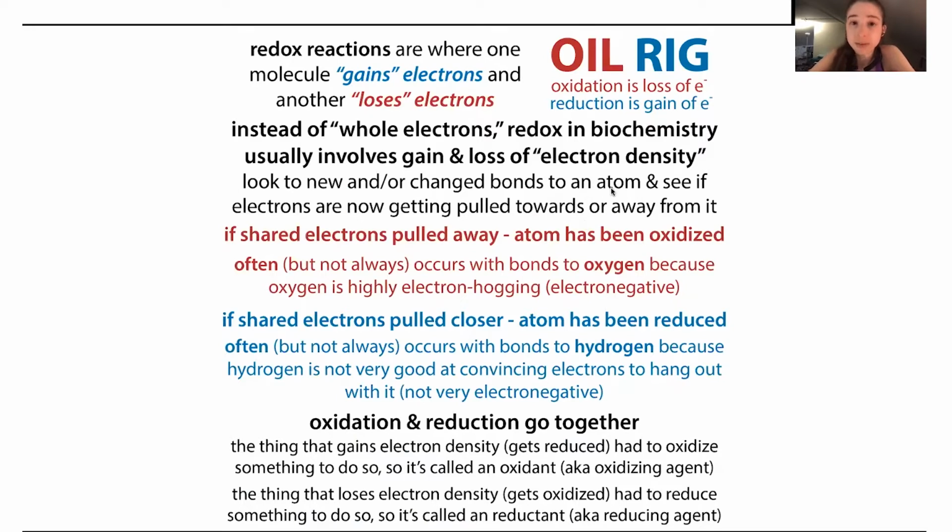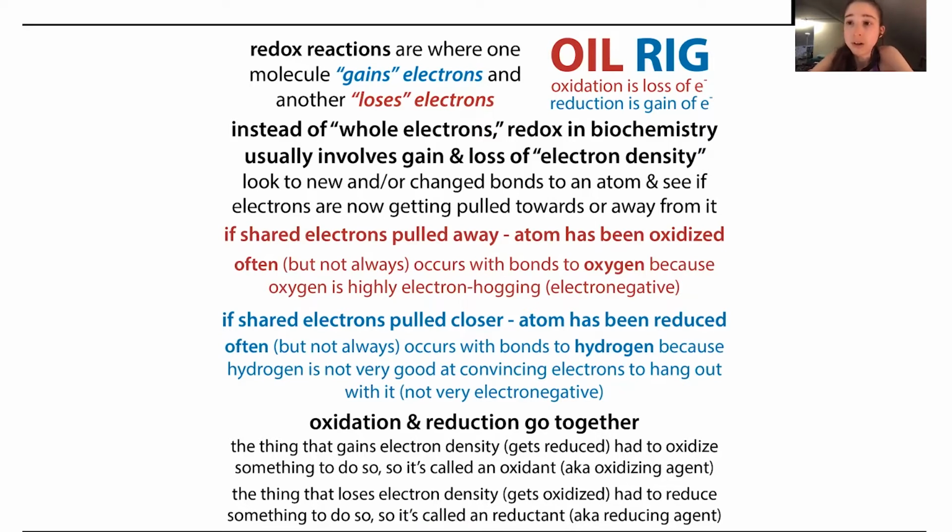You can think of it like this: if the shared electrons are being pulled away, the thing has been oxidized. So if something bonds to something that's more electronegative, it's being oxidized. This is why oxidation is often accompanied by forming bonds to oxygen: oxygen is really electronegative, so it pulls the shared electrons towards it, and the thing it's attached to is going to be oxidized.